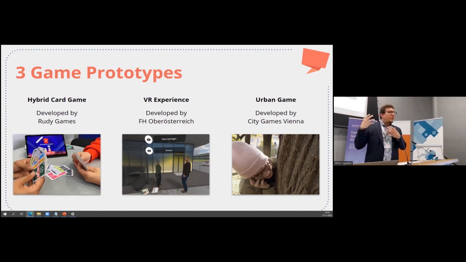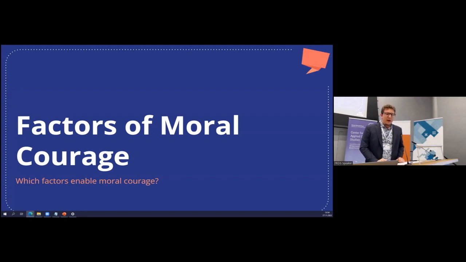First, you need to decide on what people are going to do in the game. What are things that actually work? How can you resolve moral courage situations? And this is why we actually had a look at so-called factors of moral courage. So what are the things that work out?